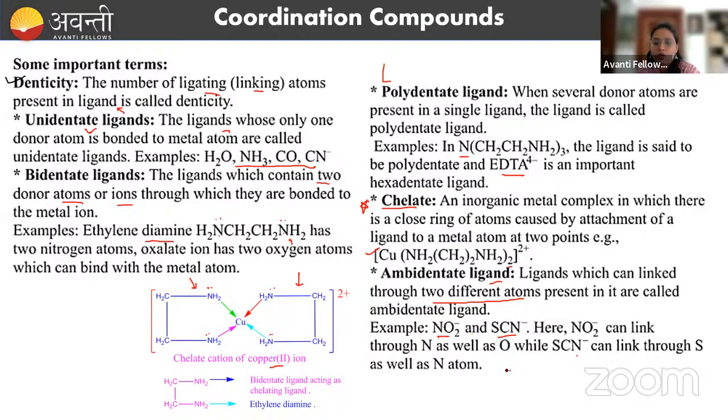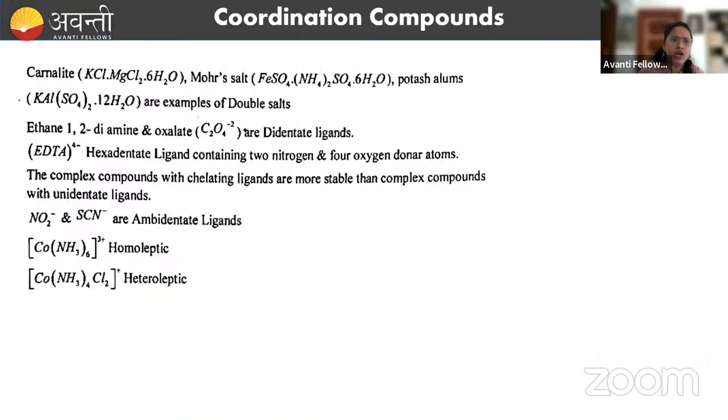Okay, so next, so you know that our coordination compounds are what? Coordination compounds are what? Okay, there are 2 types of compounds, double salts and coordination compounds. So carnallite, Mohr salt. These are certain examples of double salt you should remember. Okay, this has to be remembered.